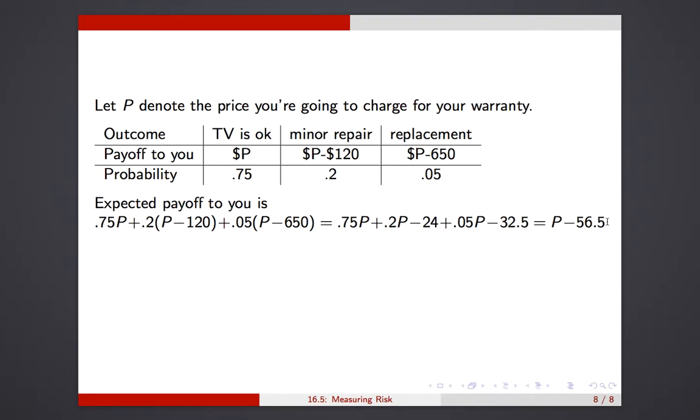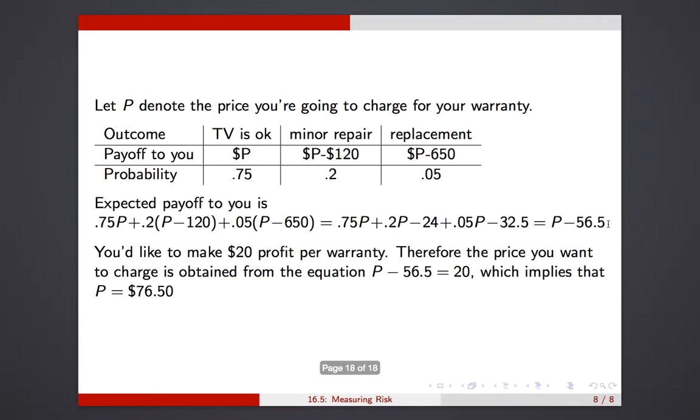So what does this mean for you? This means that whatever you charge, in the long run, you should expect to lose $56.5 from that charge, right? If I'm going to charge my customers P dollars for this warranty, I'm going to lose about $56.5 per warranty in the long run. Therefore, the price I charge should be bigger than $56.50, right? If I charge the customers $20 per warranty, my expected payoff will be 20 minus $56.5, which is negative $36.5. That would make no sense. That would mean you are losing $36.5 on every warranty you sell. You would not do that.